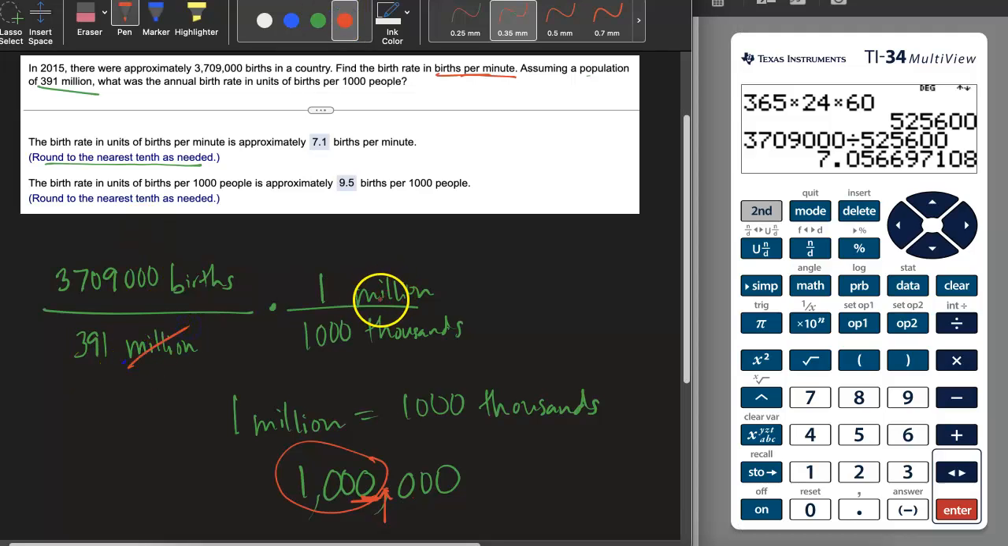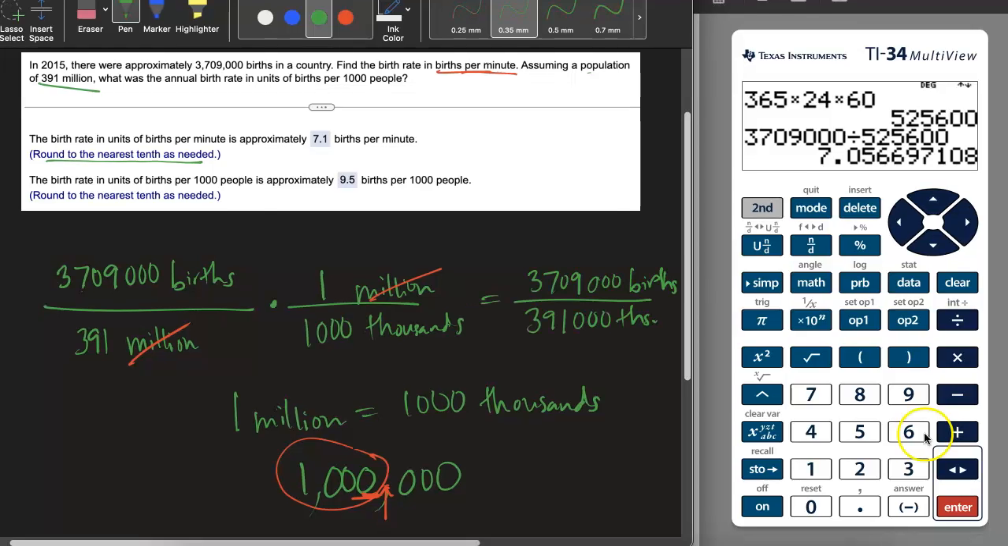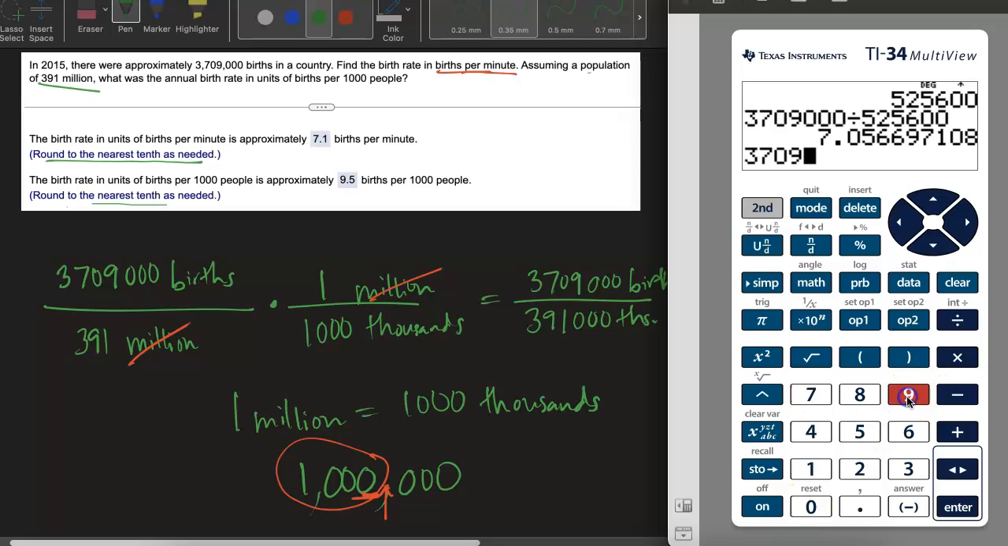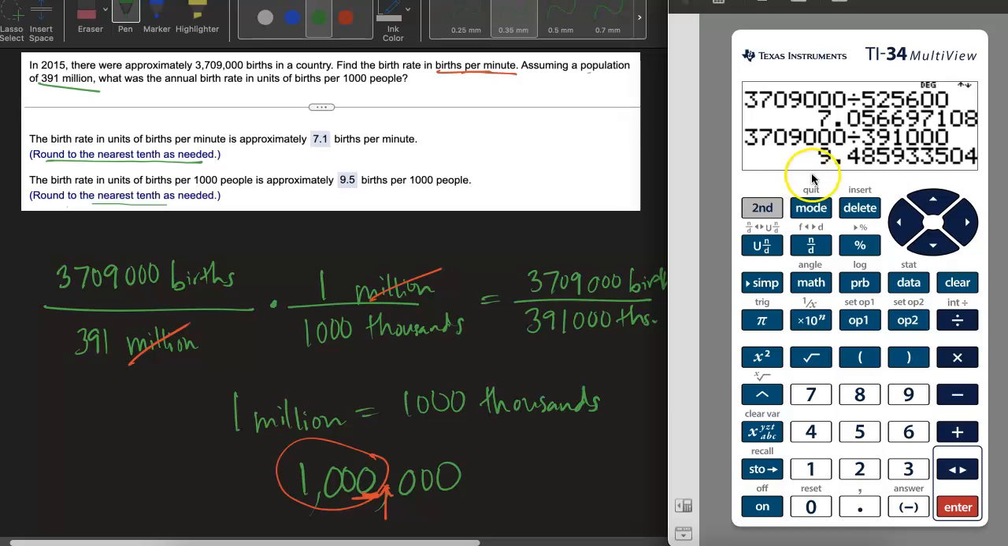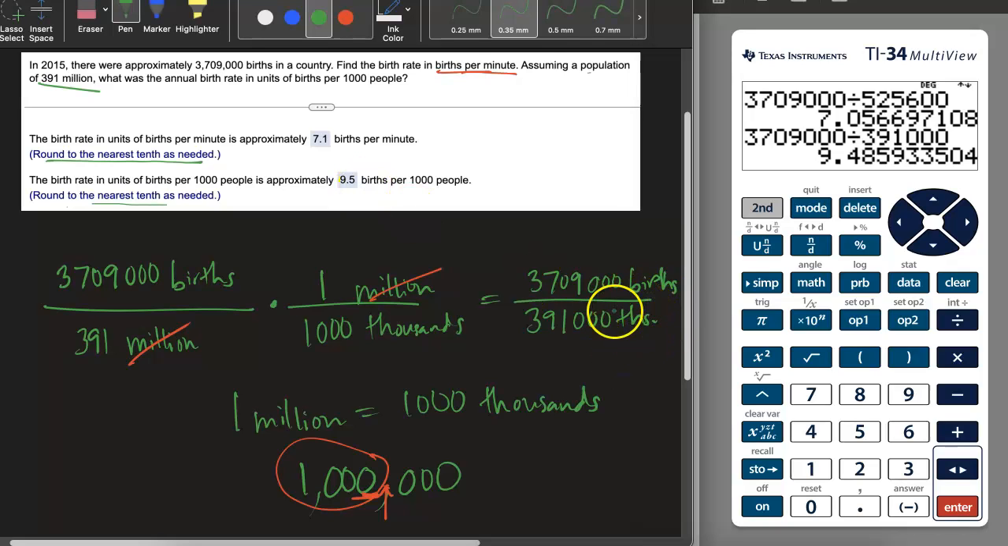Then, when I multiply across, these two are eliminated, and let's see here what we end up with in the denominator. So just like in the last problem, we were asked to round to the nearest tenth. I'm going to do the same thing here in my calculator so I can get a decimal value. Okay, and I get 9.5 whenever that's rounded to the nearest tenth. So that's why you see 9.5 births per 1,000 people.